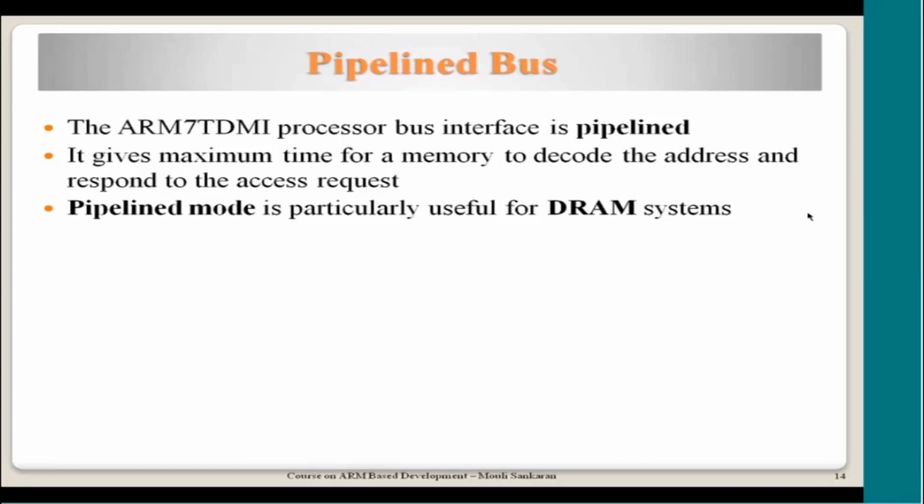So in the pipeline mode, the advantage is that the address is given ahead of the memory cycle, one cycle before, so that the decoding can proceed on the memory side and it can be ready with the data when the processor reads it.